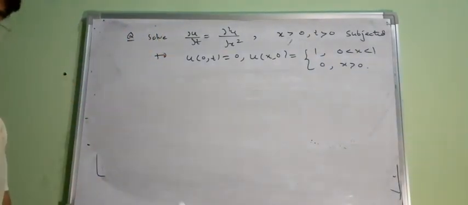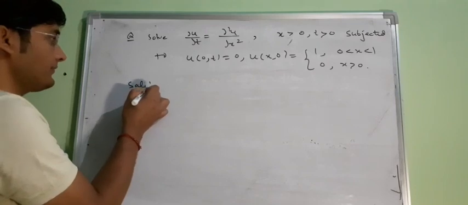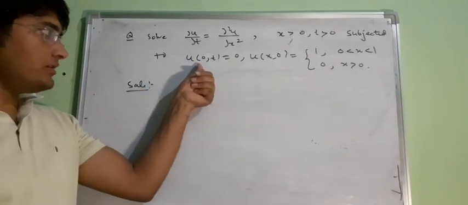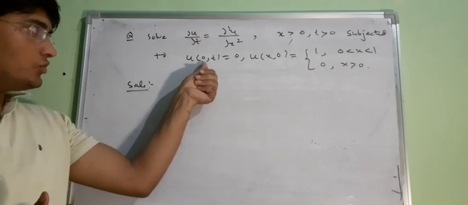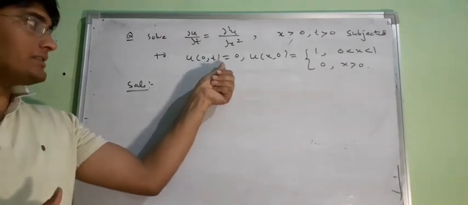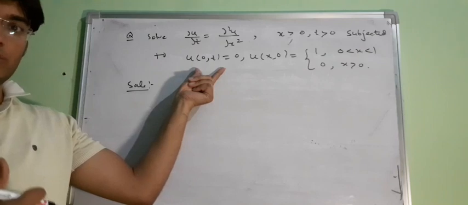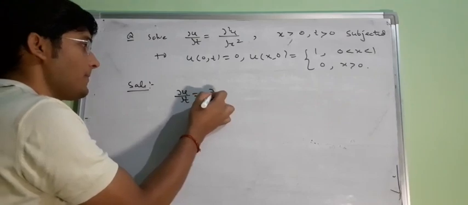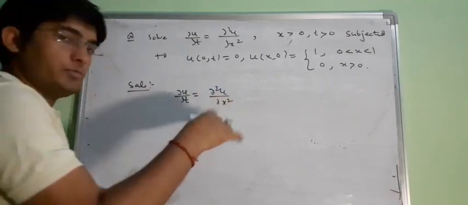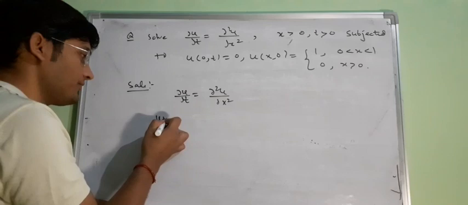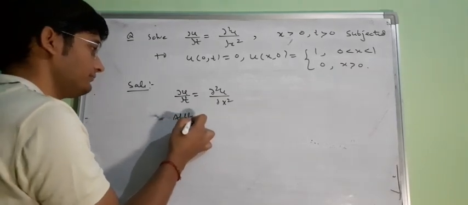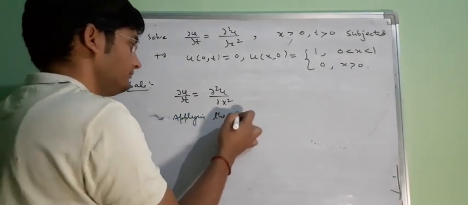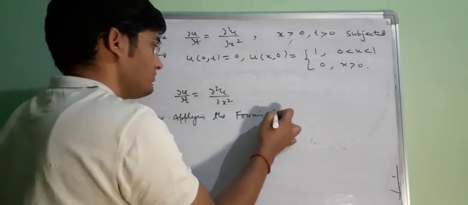Now let us solve this question using the Fourier transformation. Please note that as we have been given the value of u at x equal to 0, we will use the Fourier sine transformation. So now we will use the formula directly. We will not prove the formula. Applying the Fourier sine transform.